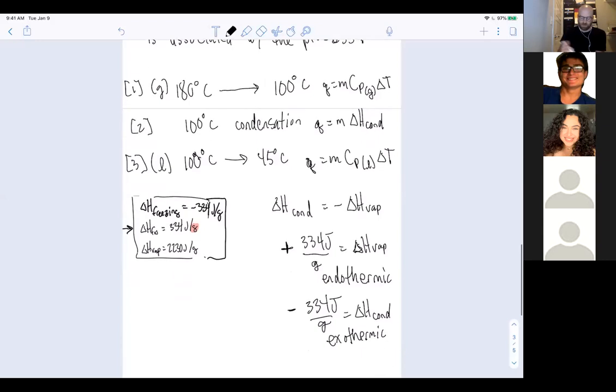And then ultimately for this process, whatever Q total is equal to, which I'll leave as an exercise for you guys, would just be equal to Q1 plus Q2 plus Q3. So practice that. If you need the answer for it, ask on Piazza. I'm sure somebody can throw up the actual numerical answer for it.